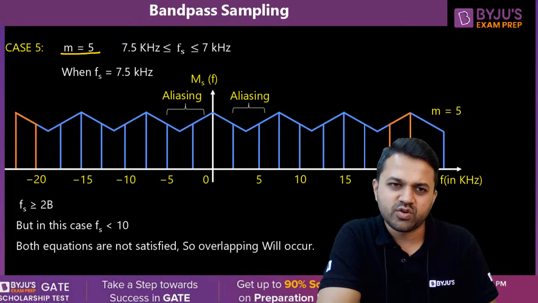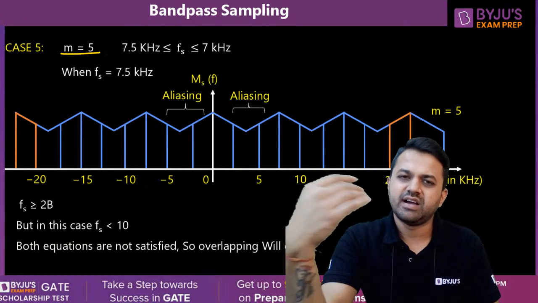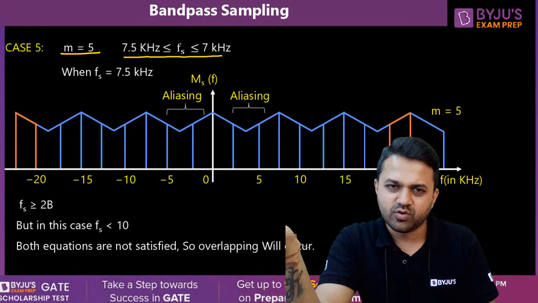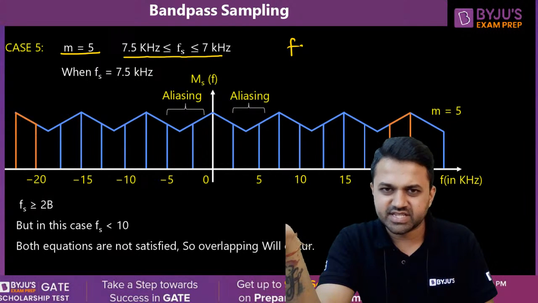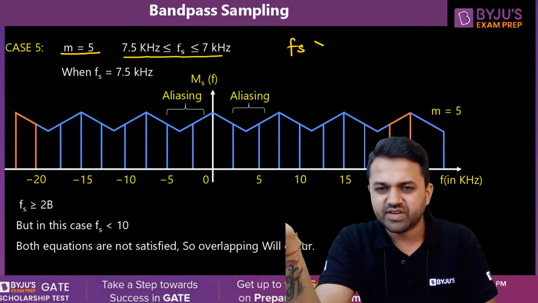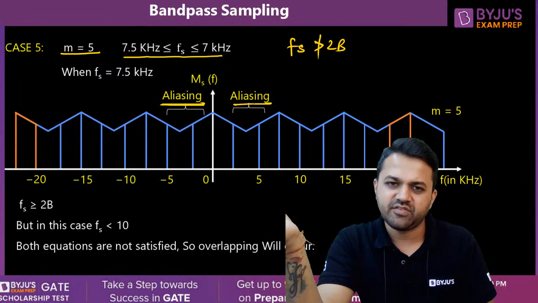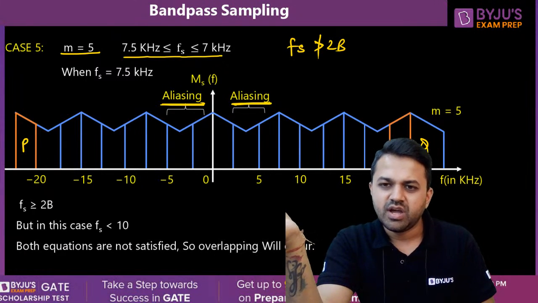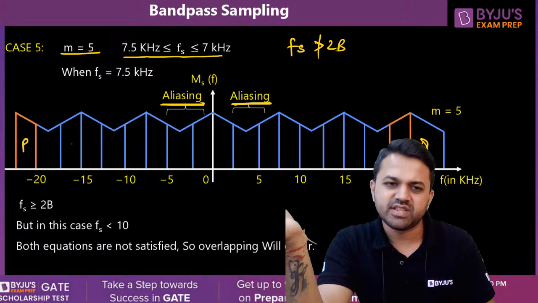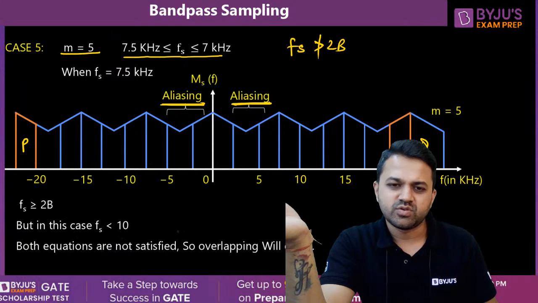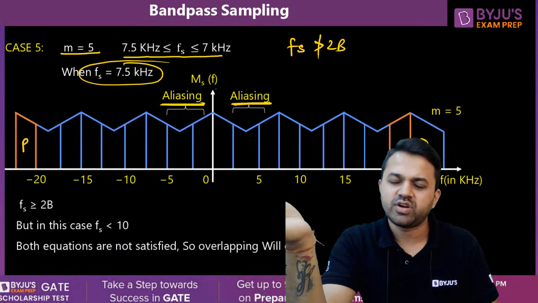When I choose m equal to 5, or increase the value of m further, this inequality still doesn't hold, and Fs is still not greater than 2b. Hence, this gives us the aliasing effect. This is our original spectrum P and Q, and all the replicas in between them get overlapped. So this is also not considered.